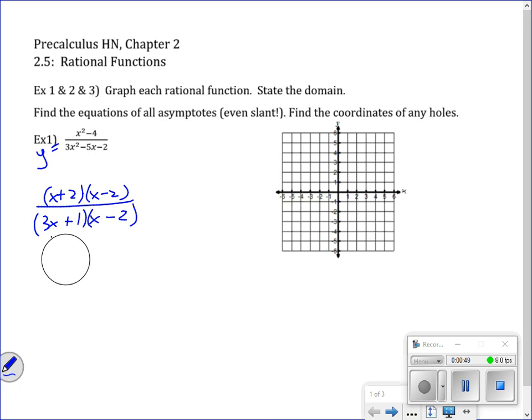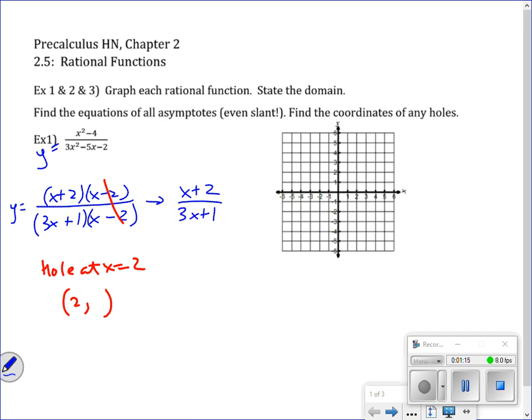We never really talked about, or I never really made you figure out, where the holes were. So you can see that these two things cancel. So there's a hole at x equals 2. You have to basically go and plug 2 back into the problem. After this is reduced, this problem becomes x plus 2 over 3x plus 1. If you want the true location of the hole, you plug 2 into here, and that will give you the y value of where the problem would have been had there not been a hole there.